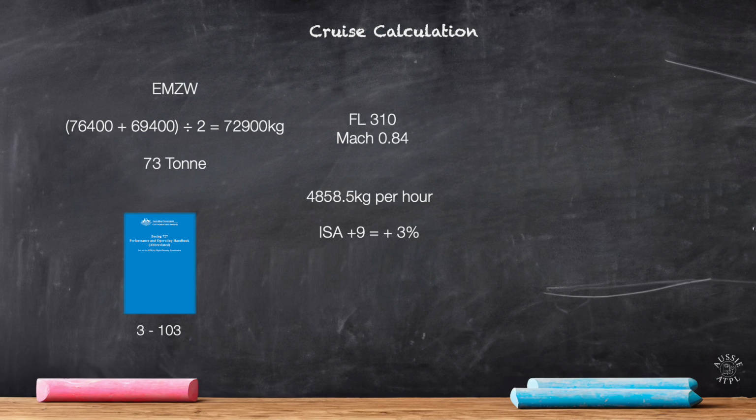4,858.5 kilos. Now we need to make sure we adjust this for an ISA deviation of plus 9, which is plus 3 degrees. For every 3 degrees, it's plus 1%. If we do that here, we get 5,004 kilograms per hour of fuel burn.